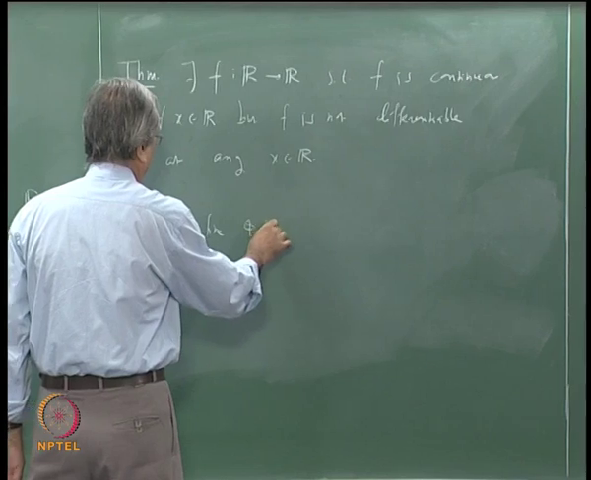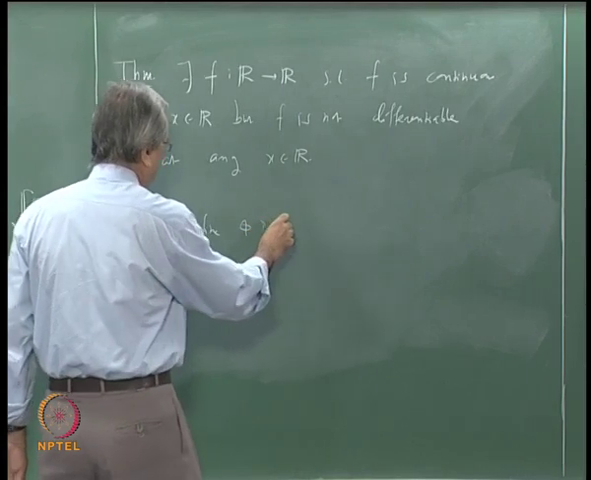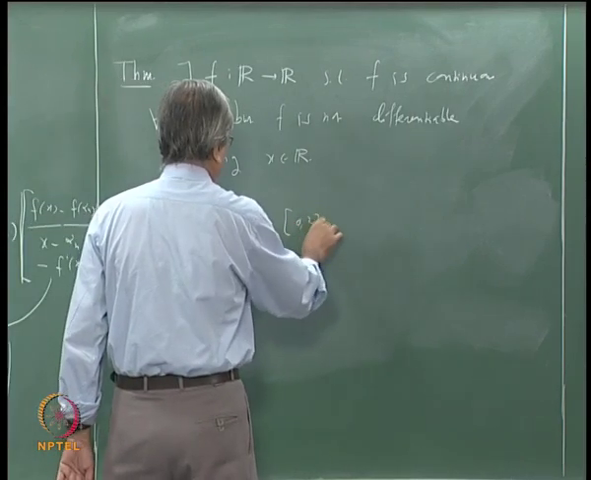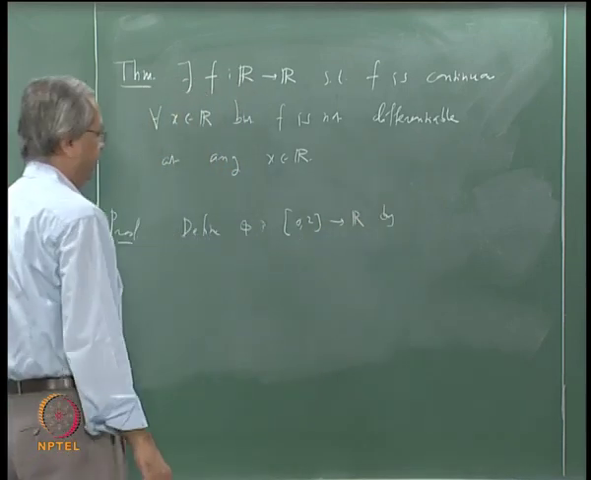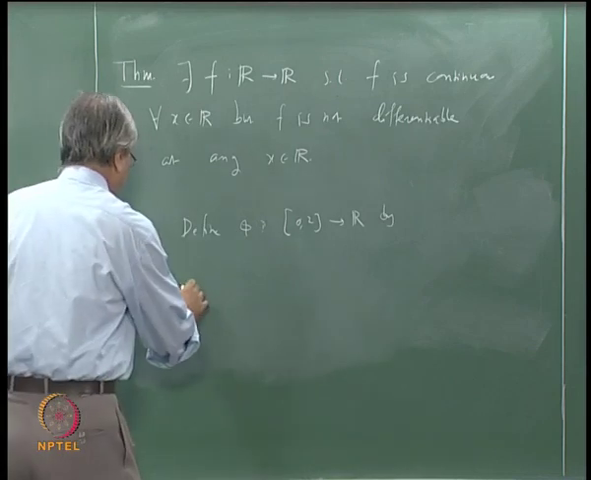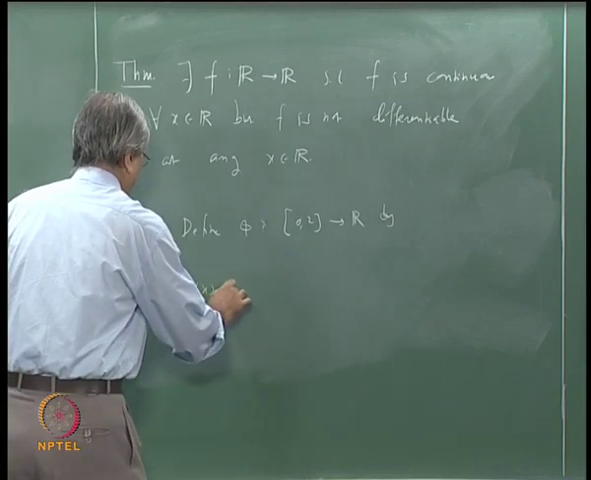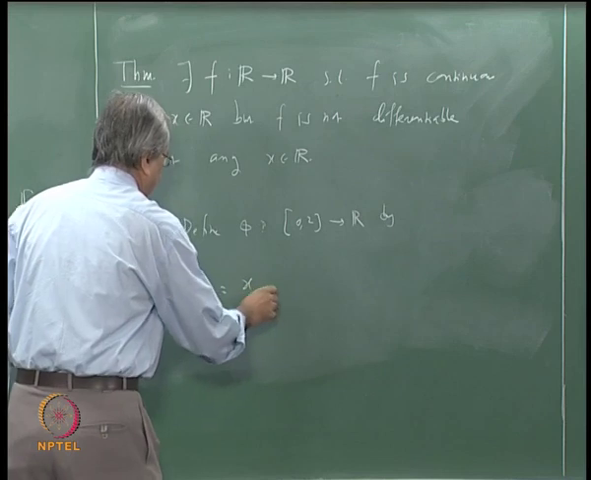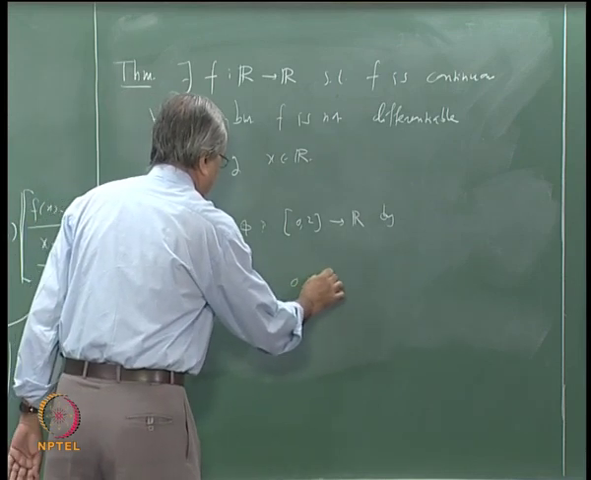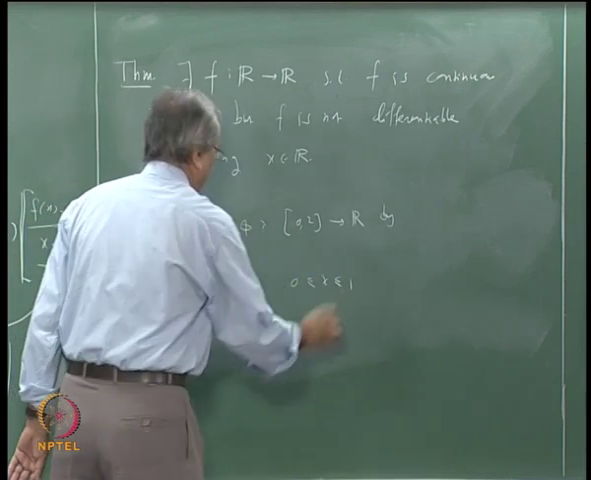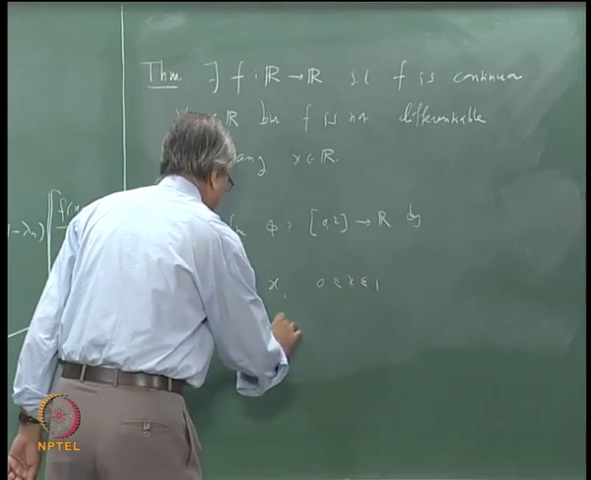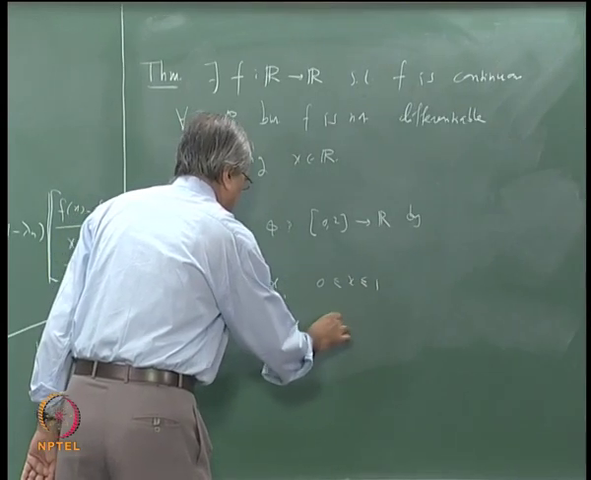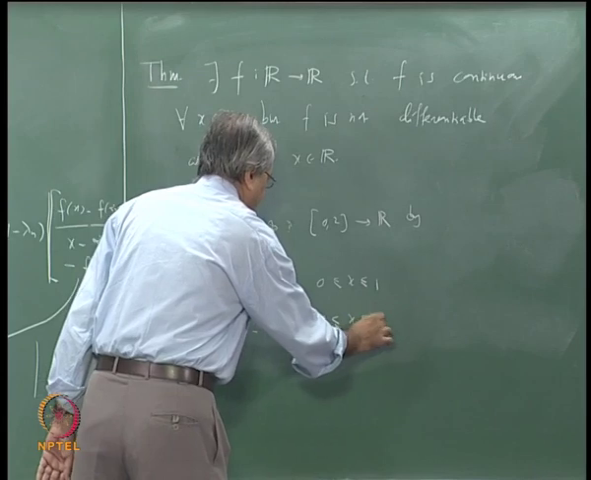Let us define phi from, first I will define it on the interval 0 to 2, to R by phi of x equal to x for 0 less than or equal to x less than or equal to 1, and equal to 2 minus x for 1 less than or equal to x less than or equal to 2.